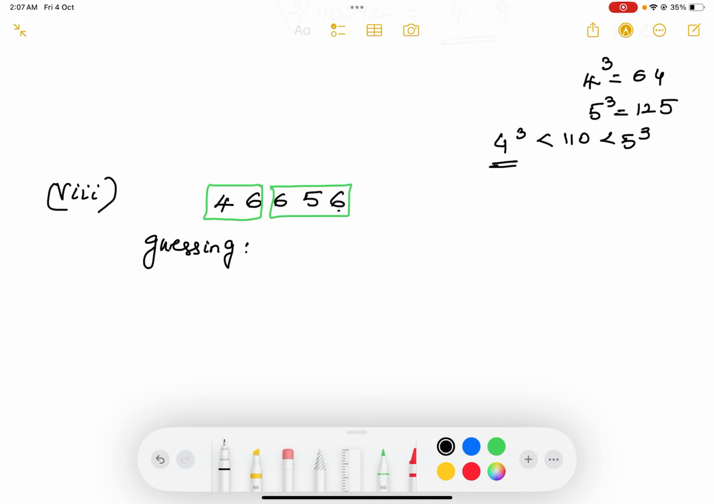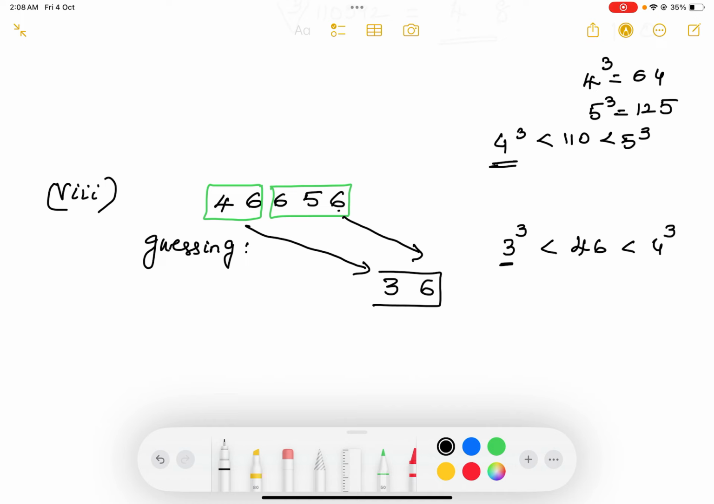6 is in the cube's units place. For what number is it 6? It is 6 itself. 6 has 6 in the units place. Correct? Next, for 46, it lies between 3 cube, which is 27, and 4 cube, which is 64. So we take the smaller number, which is 3, so the cube root is 36. This is the guessing.